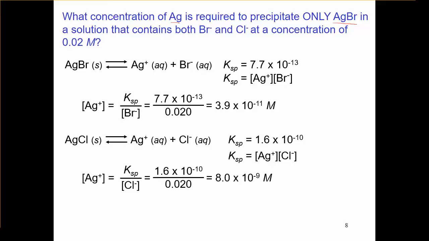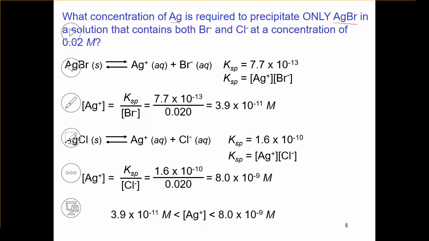Okay, but if I don't want to precipitate any silver chloride, then I cannot reach a silver concentration of 8 times 10 to the negative 9. So that's kind of the range of the concentration of silver that I would have to add to essentially create silver bromide and not silver chloride. Okay? So it needs to be greater than 3.9 times 10 to the negative 11, and it needs to be less than 8 times 10 to the negative 9 molar. So it has to fall within that area.